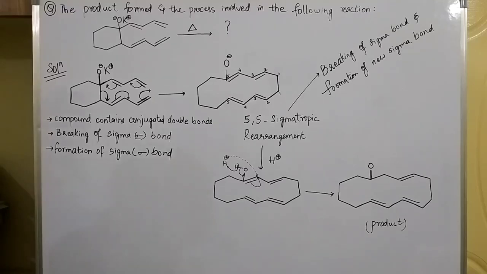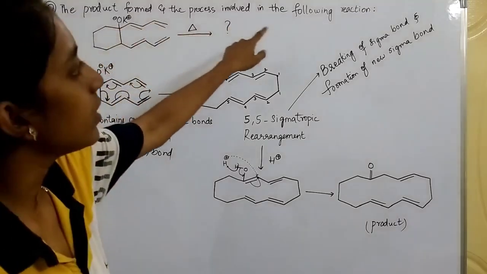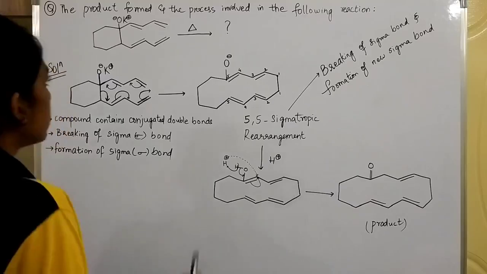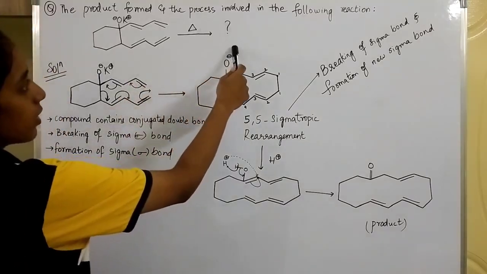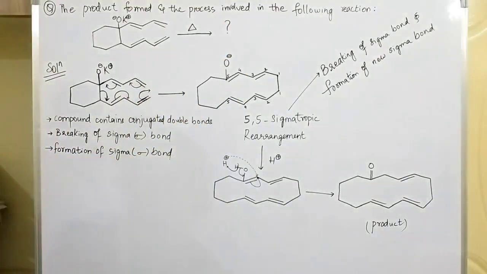Now we will see the next question. So what is the product formed and the process involved in the following reaction? This reactant is heated to give us a product. We have to find what this product is and the process involved in this reaction.